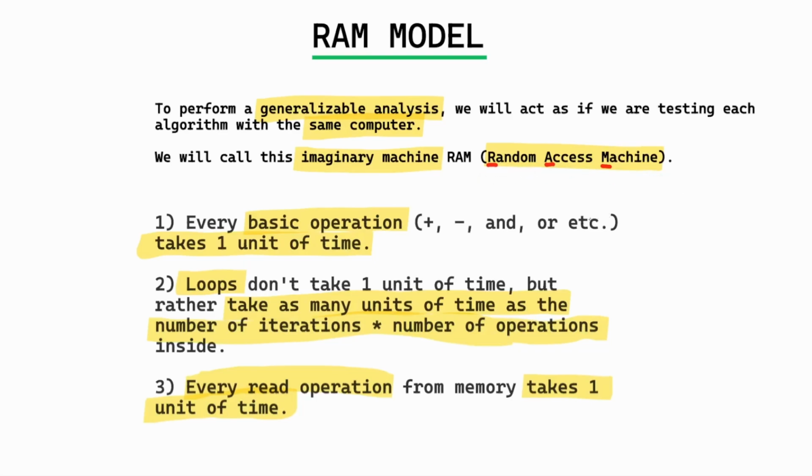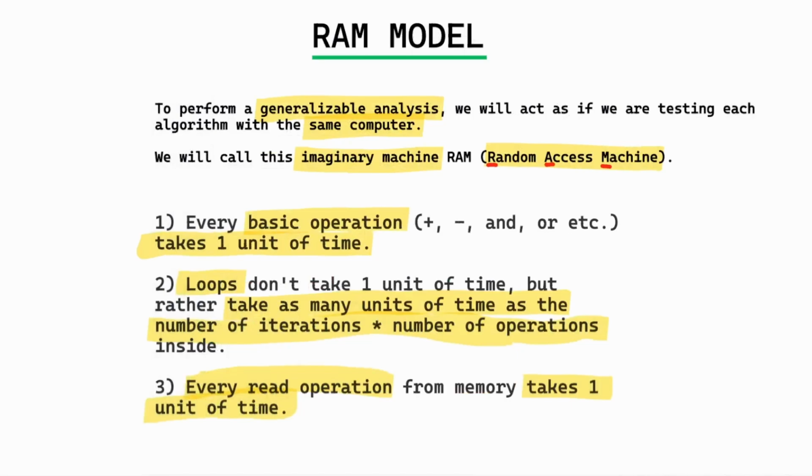Random access machine. It's an imaginary machine that we are just running in our minds to analyze algorithms. So don't confuse this with the memory, random access memory that we have in our computer. This is a different thing. This is a model that we came up with to measure algorithms' performance or analyze the algorithm.